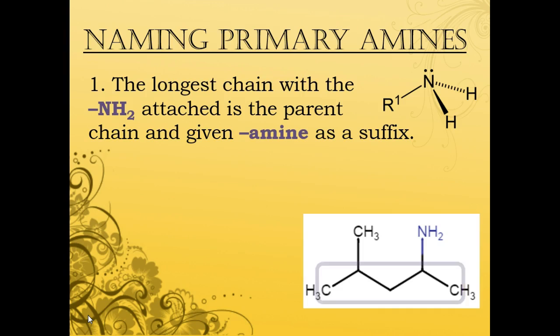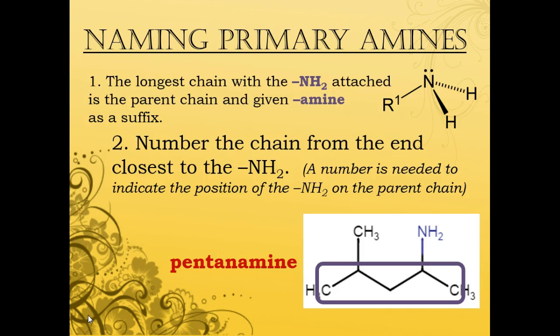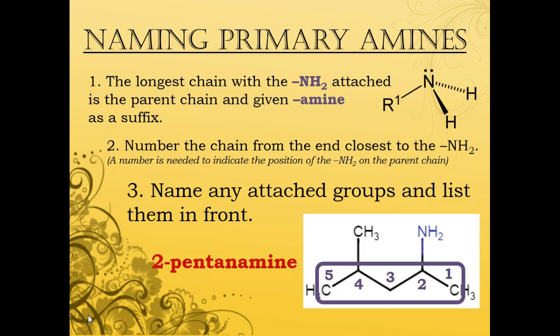So in this molecule, the longest chain is circled in purple. There's 5 carbons in that chain, so we call this pentanamine. Second rule would be to number that chain from the end closest to the NH2. And because the NH2 could be anywhere on the chain, a number is needed to indicate the position of the NH2. So we're going to number, of course, from the right-hand side. That puts the amine on carbon 2, so this is 2-pentanamine. Lastly, just like always, find any other attached groups and list them out front. In this case, there's a methyl on carbon 4. Final name is 4-methyl-2-pentanamine.